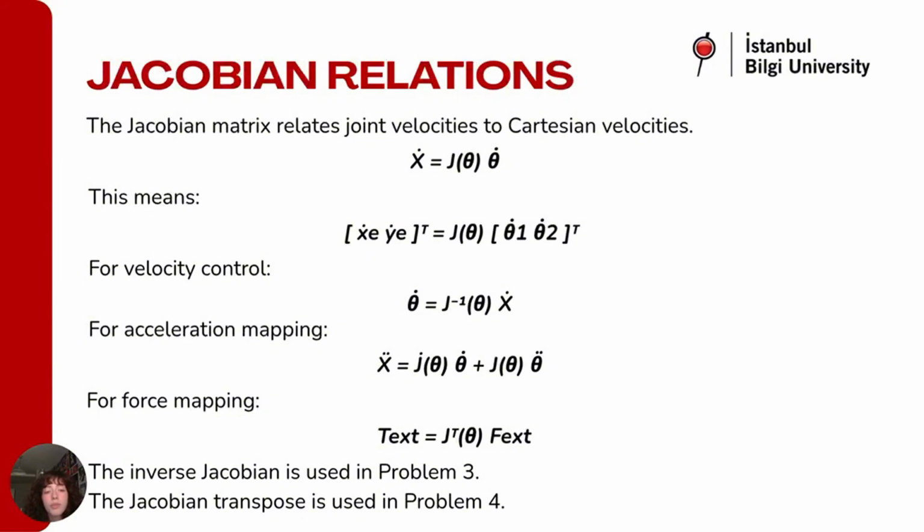And this slide shows the Jacobian relations. The Jacobian is used to convert joint velocities into Cartesian velocities. So after we calculate theta dot and theta double dot, we can also obtain x dot, y dot, and the Cartesian acceleration. It's also important for the next problems, especially velocity and force control.